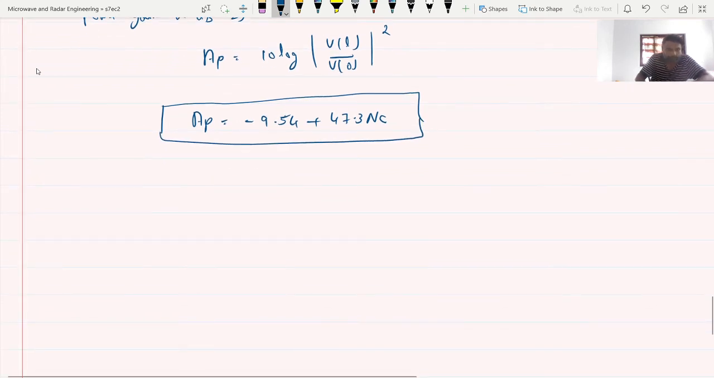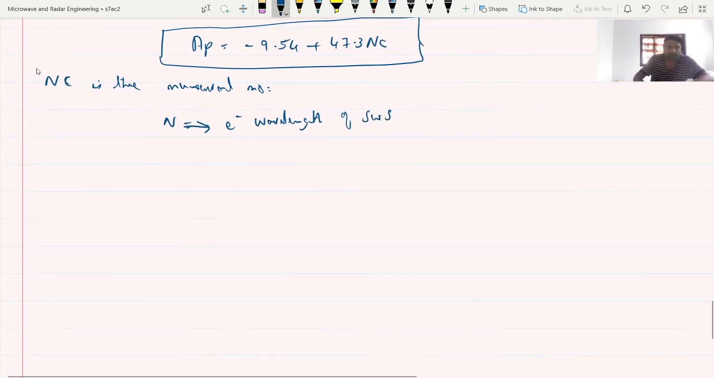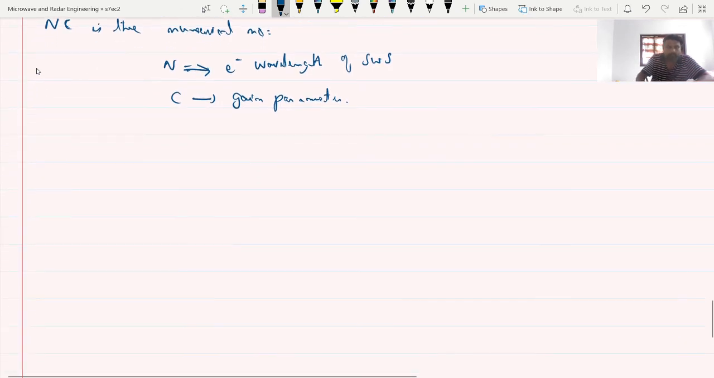So where NC is the numerical number, where N is what we call the electron wavelength of the slow wave structure, and C is the gain parameter. Okay, C is the gain parameter. So one more small point I will write.